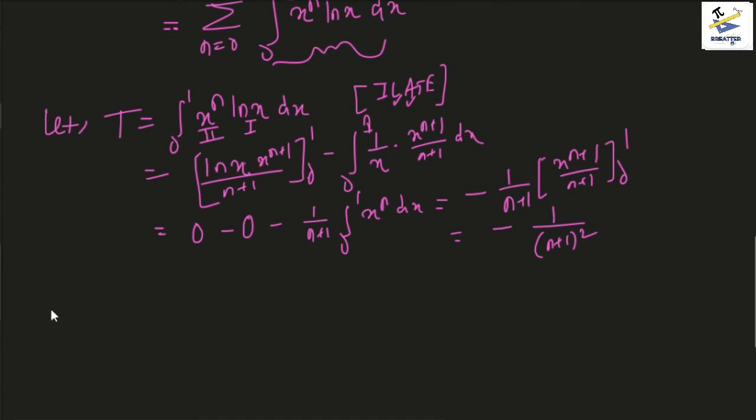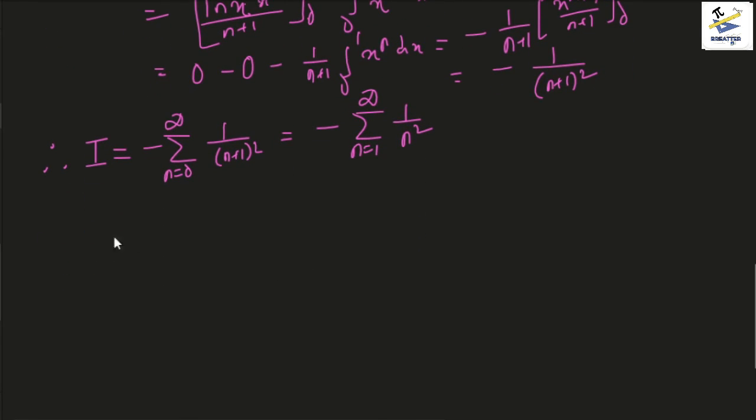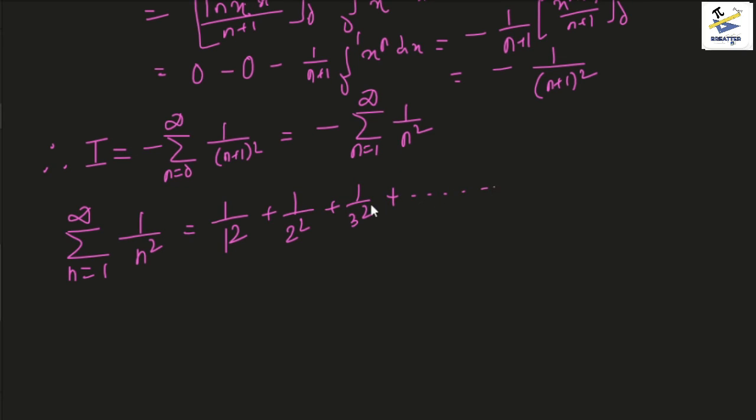Therefore, putting this value, we get I equals minus the summation of n equals 0 to infinity of 1 by n plus 1 whole squared, or we can write this as minus the sum of n equals 1 to infinity of 1 by n square, right? Now, what is this series? This is one of the most beautiful series in mathematics and one of the oldest problems. Just ignore the negative sign for now, we just want the value of this series. It is 1 by 1 square plus 1 by 2 square plus 1 by 3 square and all the way up to infinity.